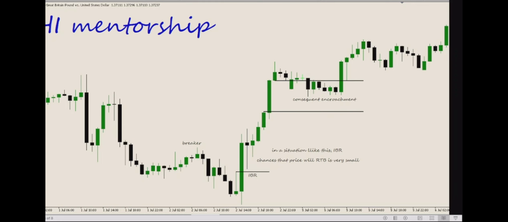So take note of the candle that breaks the structure, which is this one. Take note of the candle after. If the candle after, it might not be the immediate one. It might be the third one. It might even be this one that will come down a little bit to close up the gap, and then it rallies up. In a situation like that, don't expect price to come to this area again.